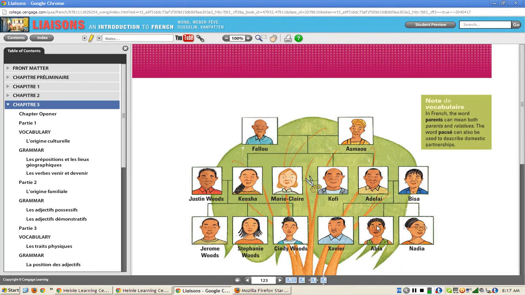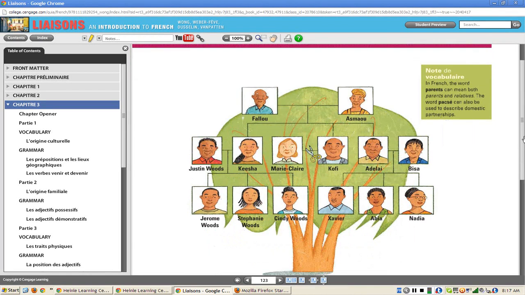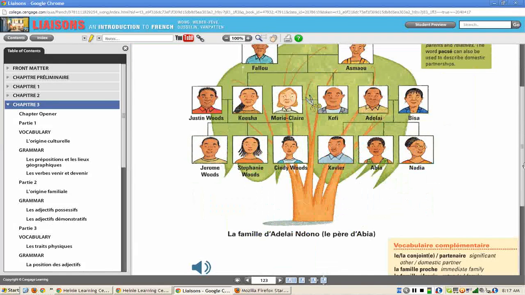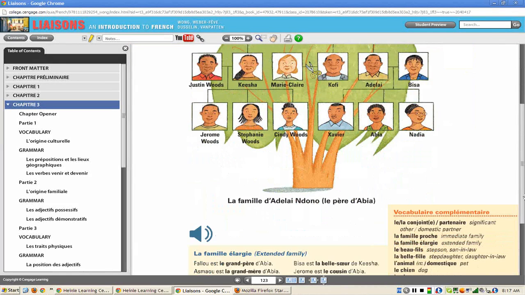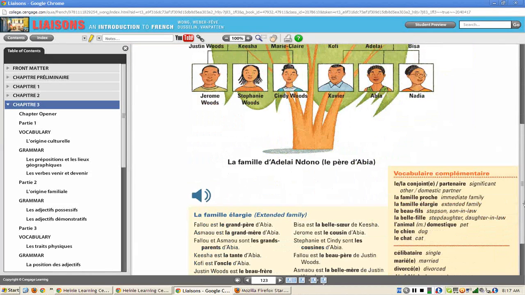Alors, what are their relations to Abia? Cindy est la cousine d'Abia. Stéphanie est aussi la cousine d'Abia. Abia a 2 cousines. Donc, ce sont les cousines d'Abia. Et Jérôme, c'est le cousin. But of course, if we're talking about Jérôme, Stéphanie et Cindy together, we're going to say, ce sont les cousins. Voilà, you say cousine only if it's the girls.